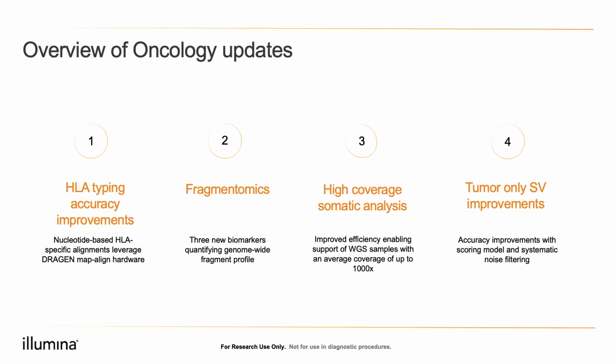So we have improved capabilities of doing high coverage somatic analysis. Previously we could only go up to about 600x coverage of whole genome sequencing, but now we can go up to about 1000x, enabling detection of even lower frequency alleles.